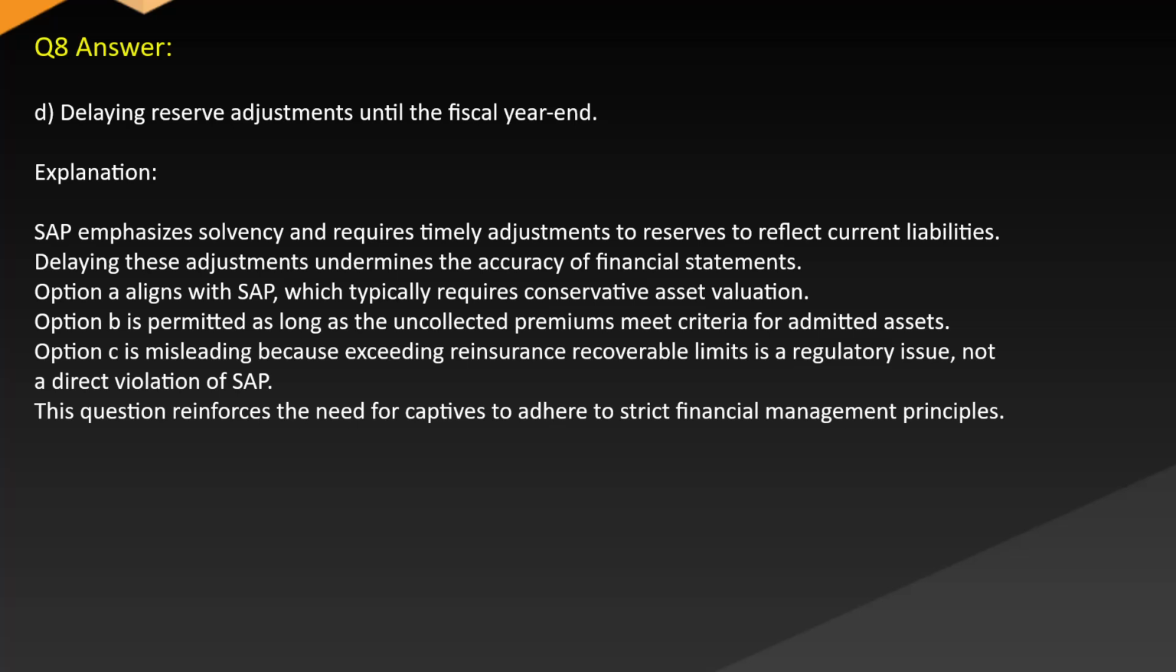Option A aligns with SAP, which typically requires conservative asset valuation. Option B is permitted as long as the uncollected premiums meet criteria for admitted assets. Option C is misleading because exceeding reinsurance recoverable limits is a regulatory issue, not a direct violation of SAP. This question reinforces the need for captives to adhere to strict financial management principles.